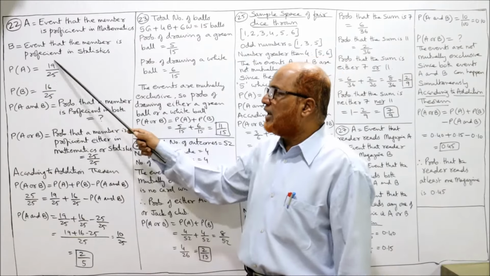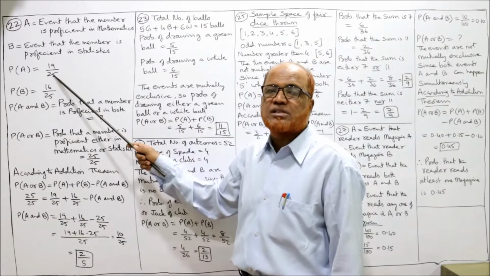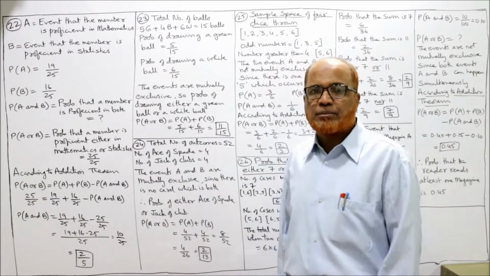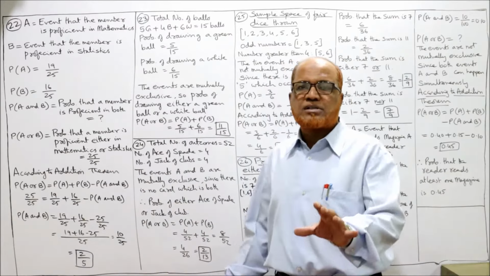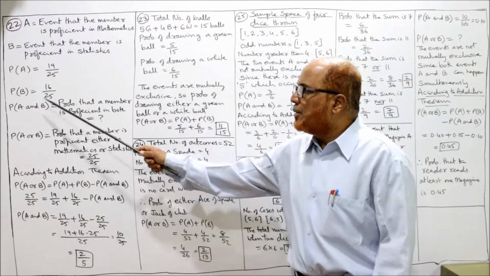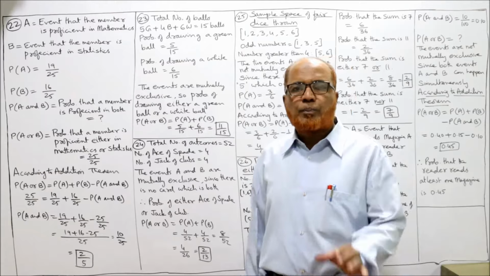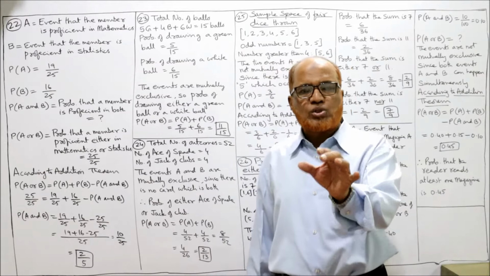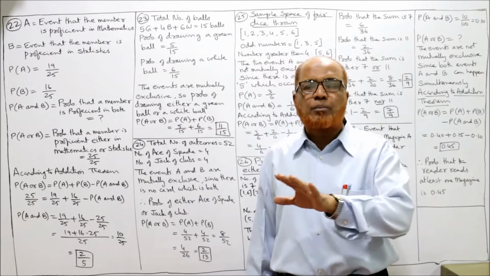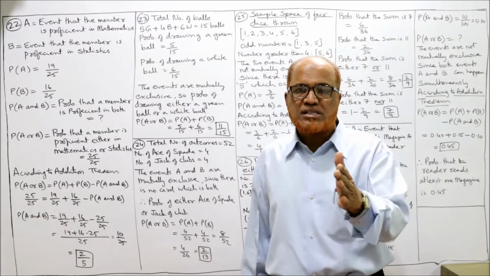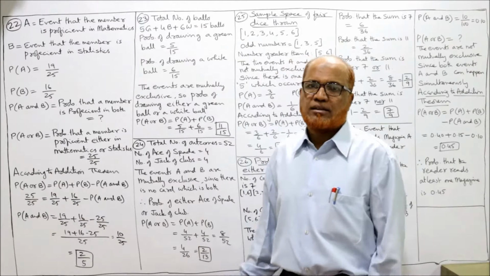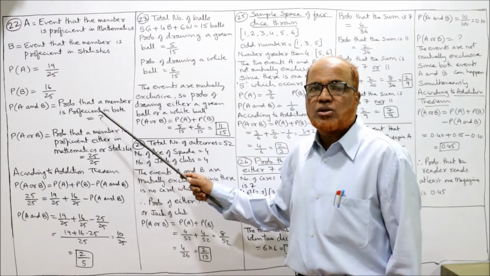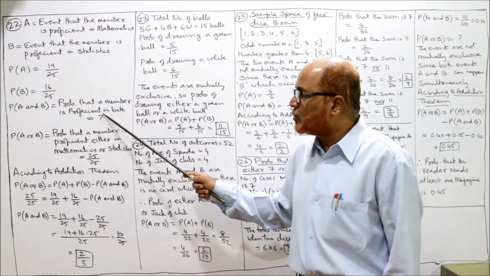So P of A is given as 19 by 25, probability that the person is proficient in mathematics. P of B, probability that the person is proficient in statistics. P of A and B, the probability that the person chosen at random is proficient in both mathematics and statistics. That is P of A and B. This is not given in the problem, we have to find it out. This is the ultimate question.